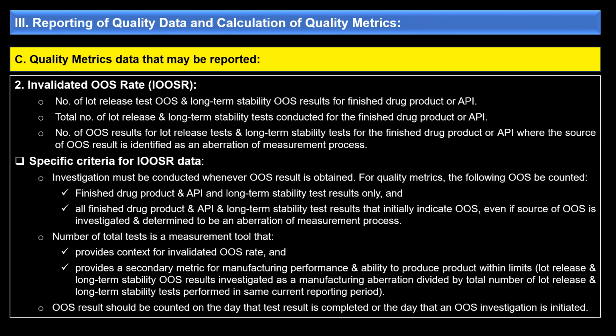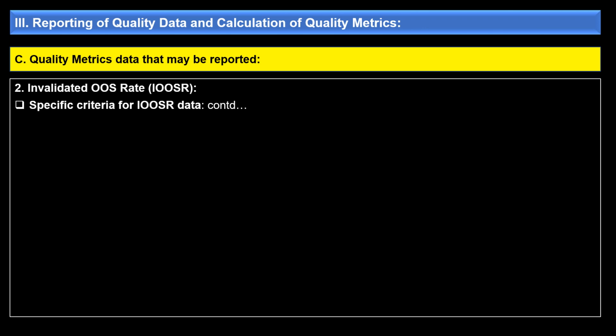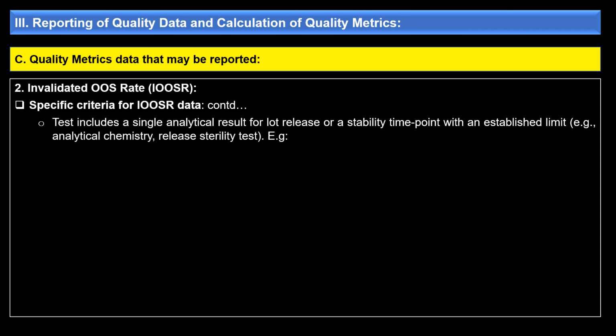Lot release and long-term stability OOS results investigated as a manufacturing aberration, divided by the total number of lot release and long-term stability tests performed in the same current reporting period. Continuing with the specific criteria for invalidated OOS rate, the tests include a single analytical result for lot release or stability time point with an established limit. Example: the analytical chemistry, release sterility test, etc.